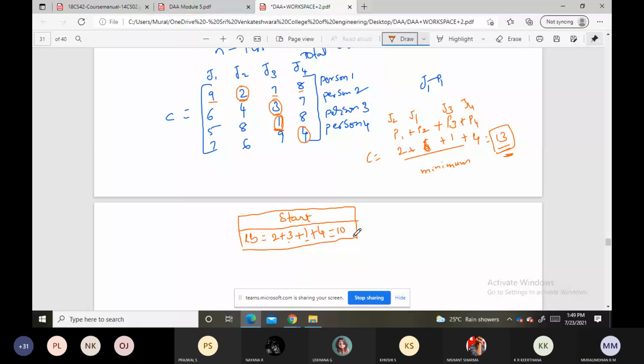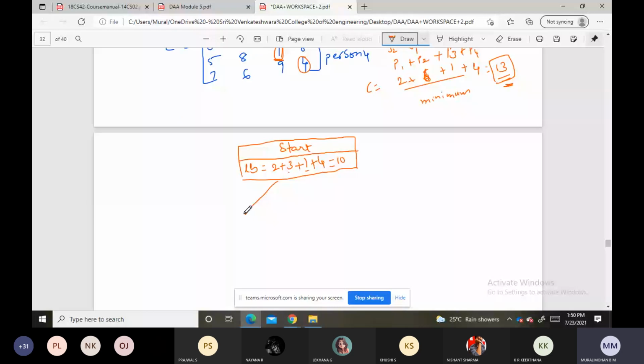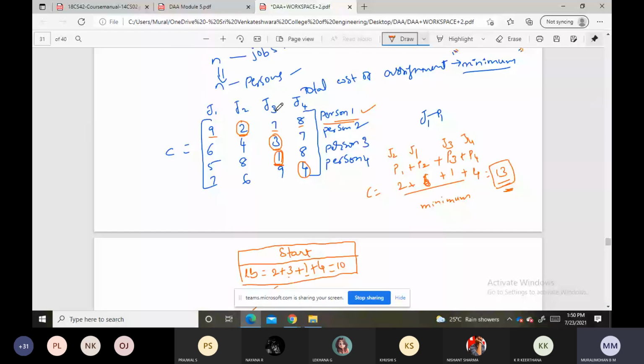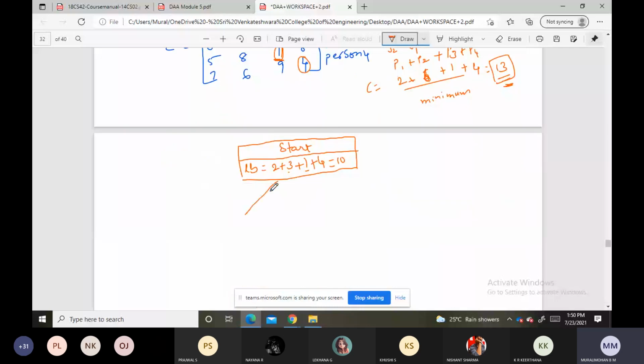Which job can be assigned for person 1 initially. Person 1 has 4 choices, right? Since no job is assigned to anybody, person 1 has 4 choices. So he can be assigned job 1, or job 2, or job 3, or job 4. So person 1, which I will take as P1, has 4 choices.